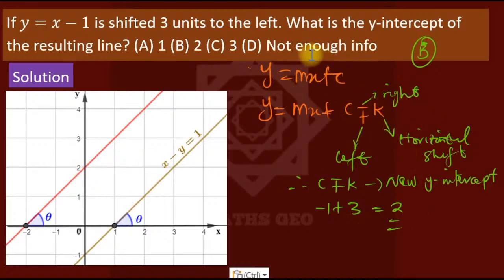Here's the general formula. If you are given this shifting, the new y-intercept is now c minus plus k. So minus for a right shift, and plus for a left shift. So thank you.